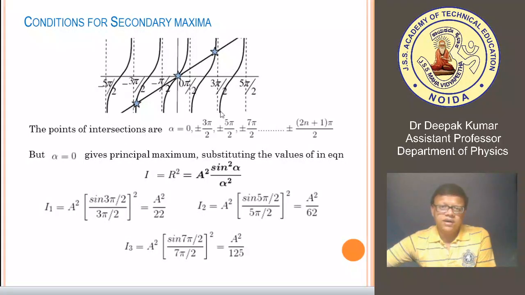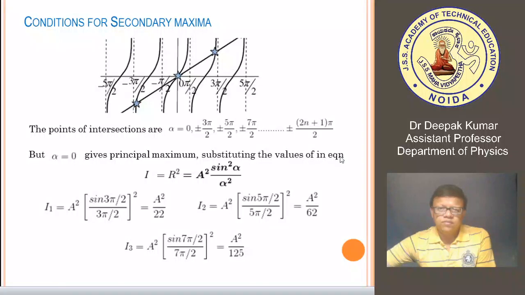Now in this particular case we are getting one condition, which is alpha equals 0. Alpha equals 0 corresponds to central maxima, and we also know that central maxima is also a type of maxima, so this is not a wrong condition, but we have to eliminate this condition in order to get the conditions for other secondary maxima. So alpha equals 0 gives principal maxima.